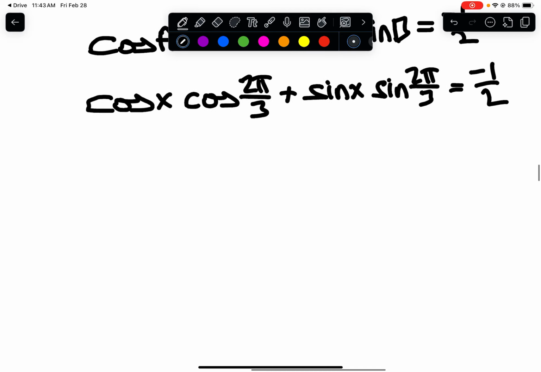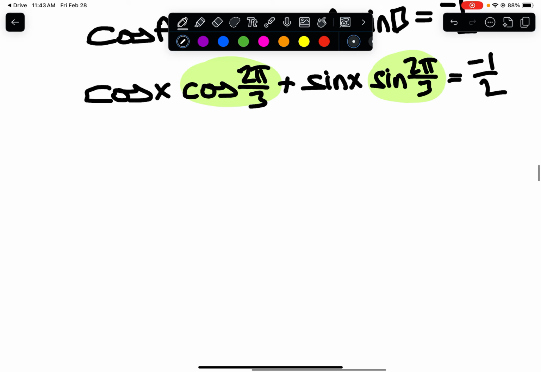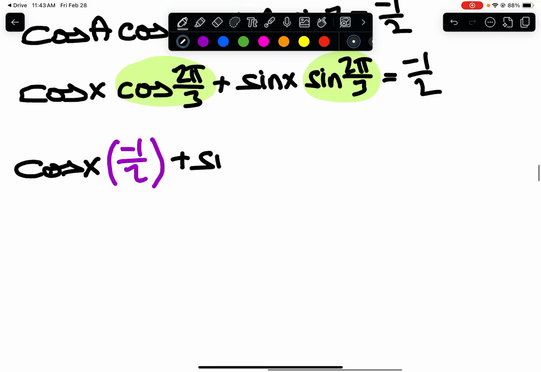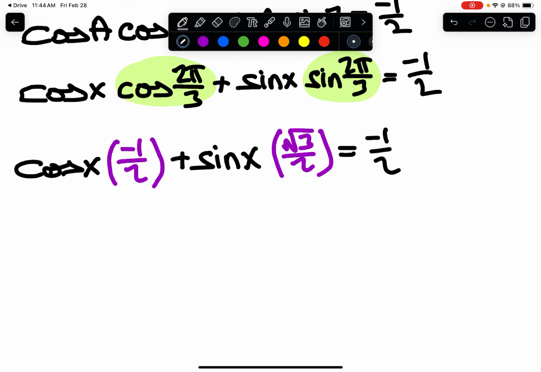So now I'm going to evaluate the cosine of 2 pi over 3 and the sine of 2 pi over 3. So I'm going to rewrite those using the actual values. So this is going to be cosine of x. Cosine of 2 pi over 3 is negative 1/2. So don't forget your positives and negatives. And then sine of x, and then sine of 2 pi over 3 is going to be positive root 3 over 2. And then that's going to be equal to negative 1/2.